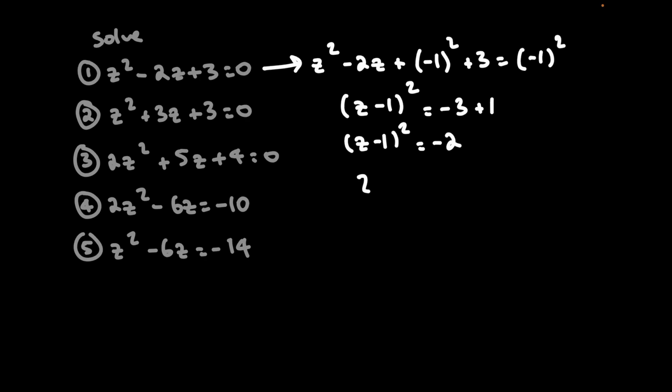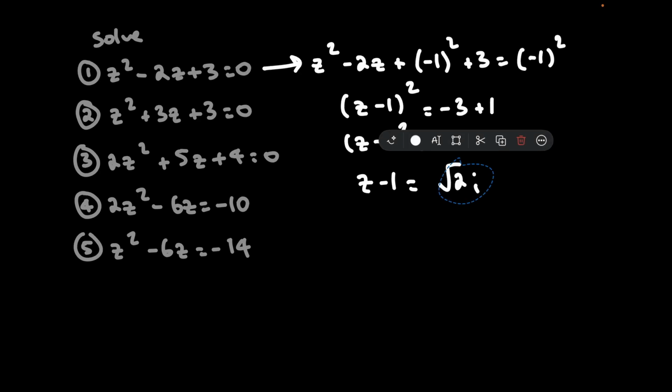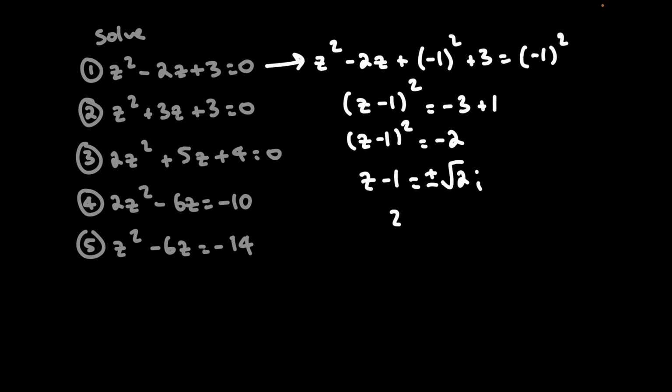Square root both sides. z take 1 equals the square root of negative 2. That means it's the same as the square root of 2i. So that means plus or minus, never ever forget the plus or the minus solution. And that means that z is the same as 1 plus or minus the square root of 2i. So two solutions are 1 plus the square root of 2i, and the other is 1 minus the square root of 2i. And that's how you solve this first question.